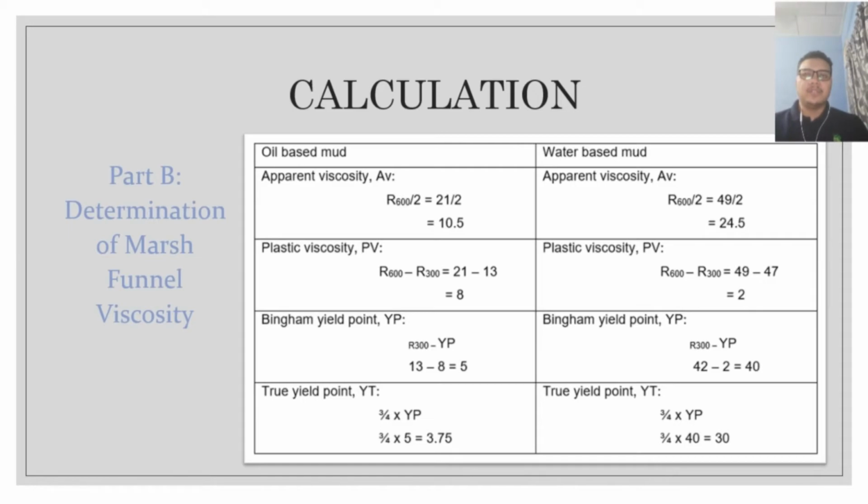So there is a correction here for the Bingham yield point. R300 minus, it should be minus PV, not YP. Alright, sorry for that. Same for the Bingham yield point of the water-based mud: R300 minus PV.